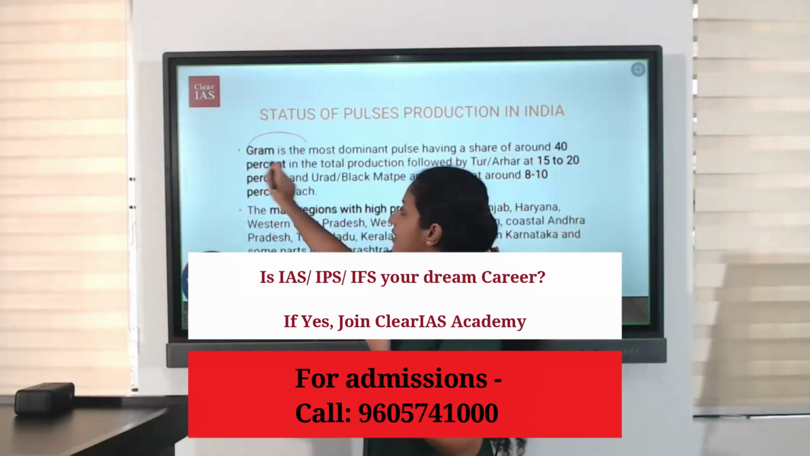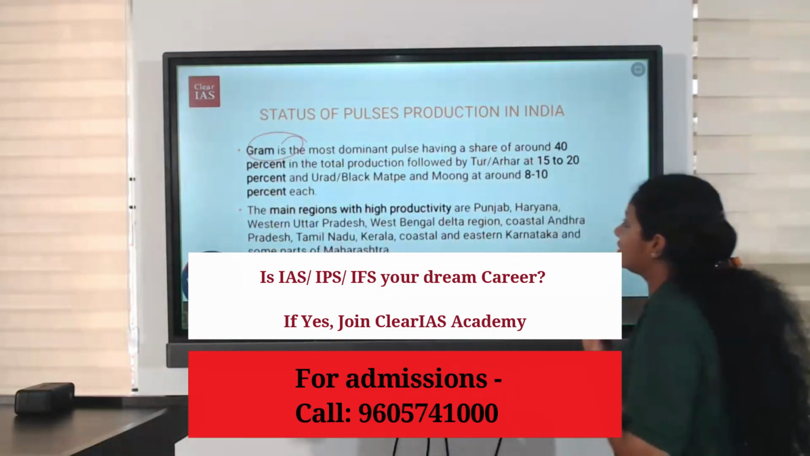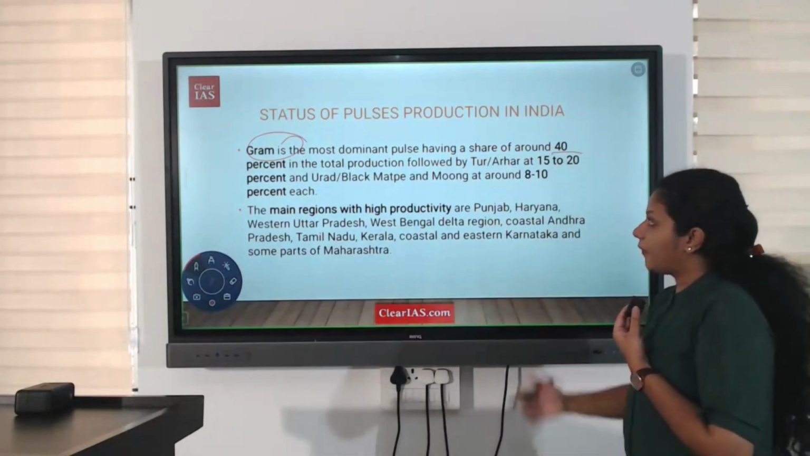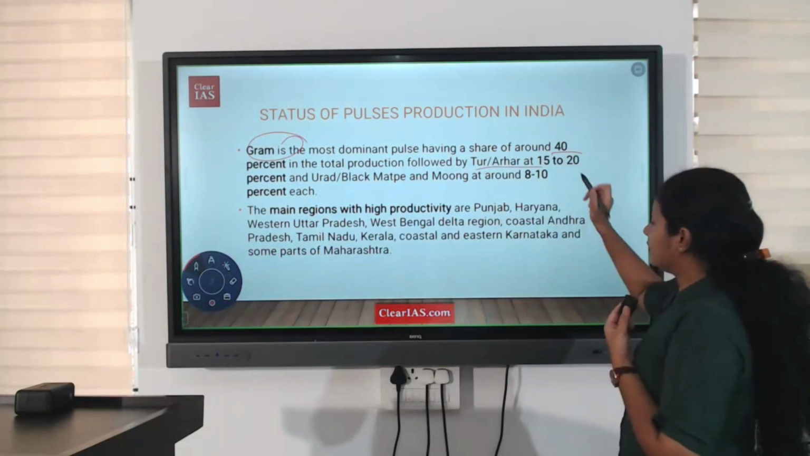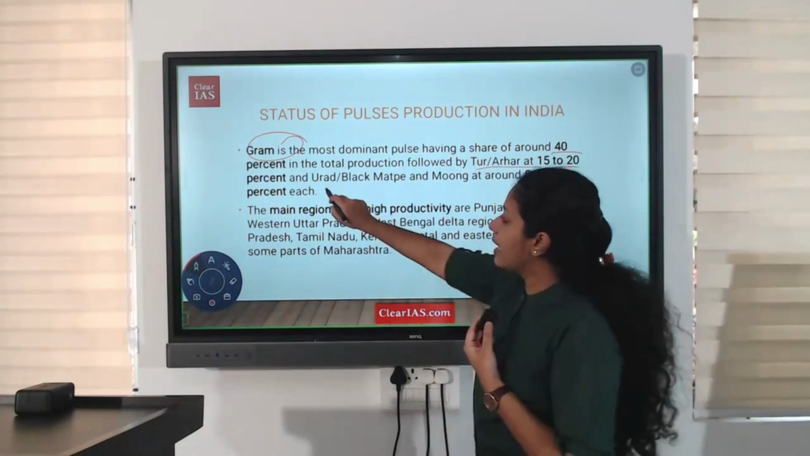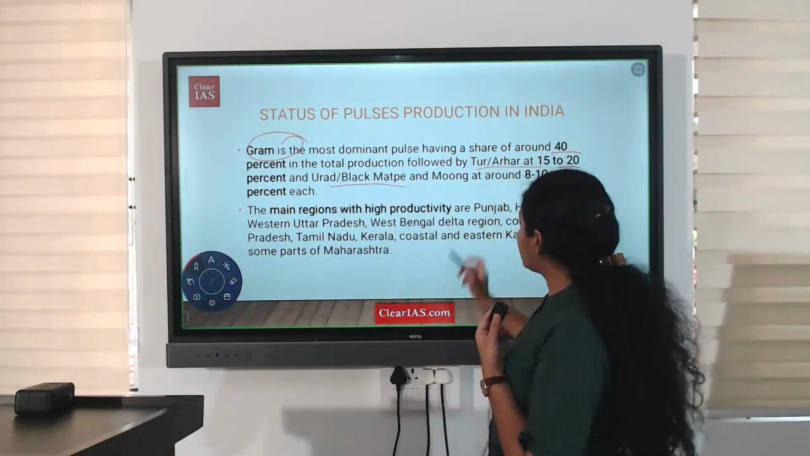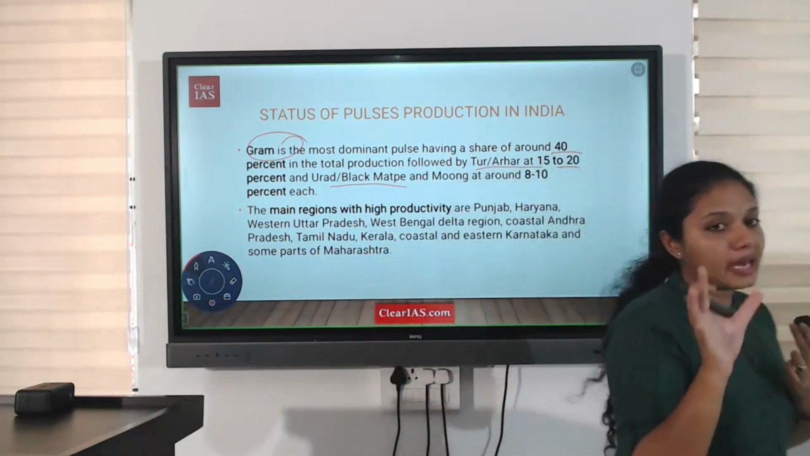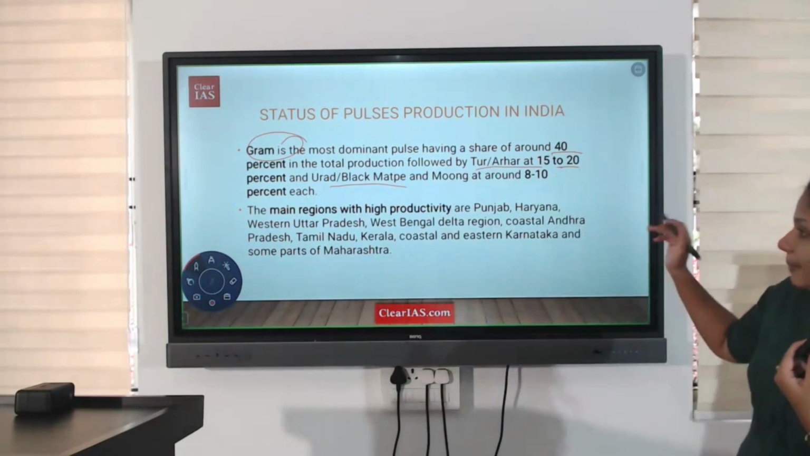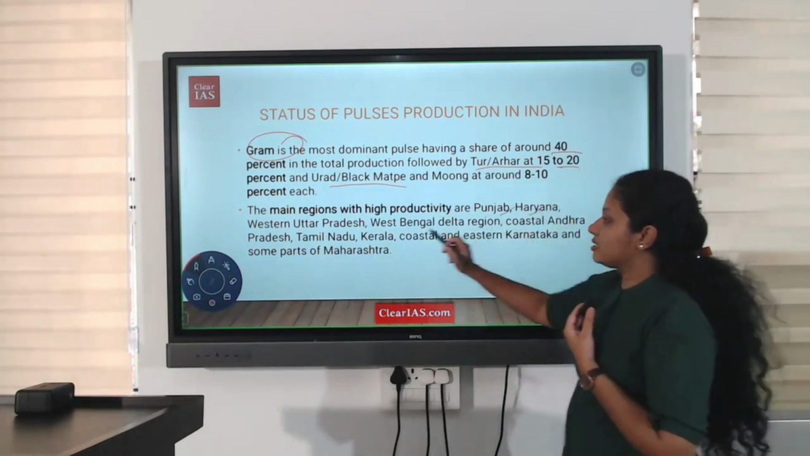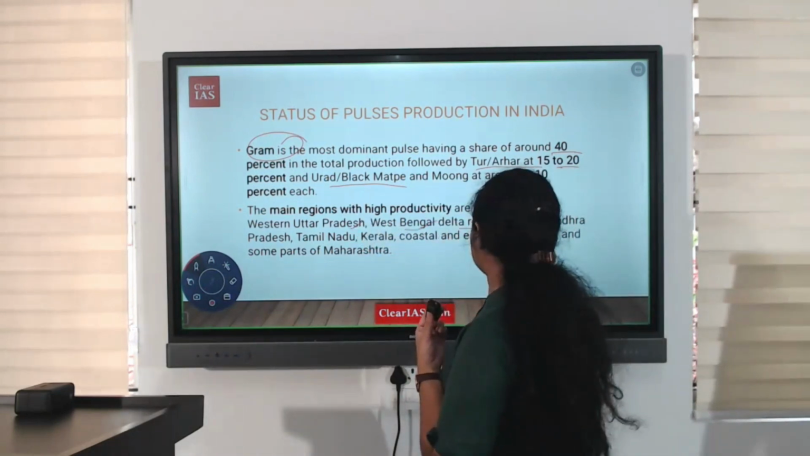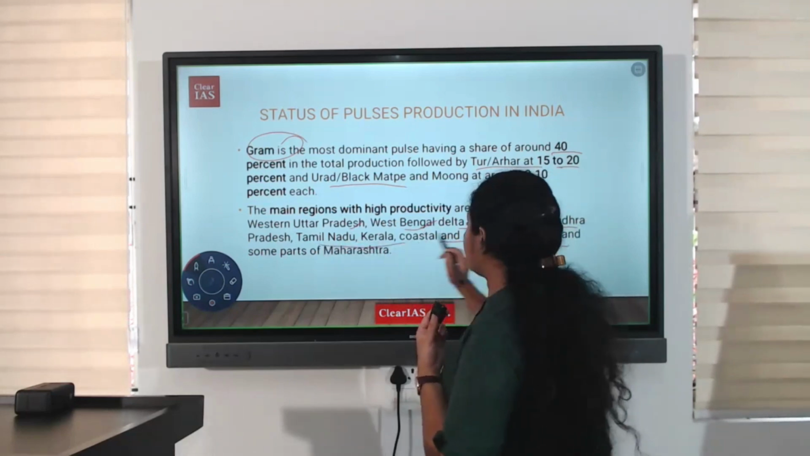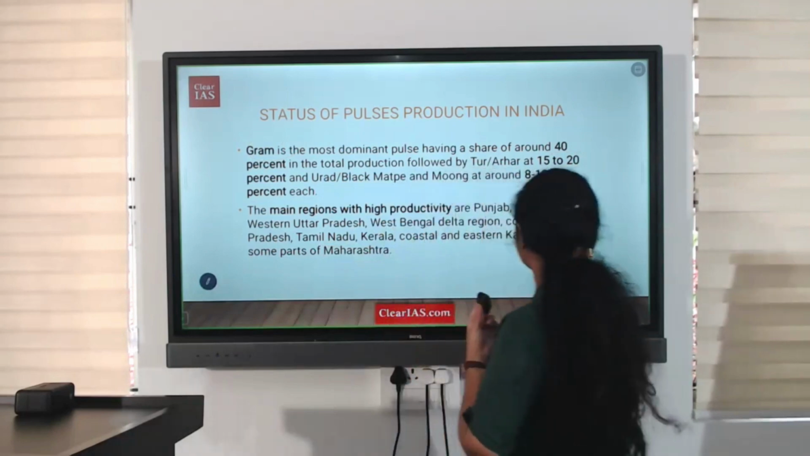In the pulses itself, gram is the most dominant pulse, having a share of around 40% of the total production, followed by tur or arhar, which is 15 to 20%. Urad, the black gram, and moong are around 8 to 10%. Now, the major regions of production are Punjab, Haryana, Western UP, West Bengal Delta region, coastal Andhra Pradesh, Tamil Nadu, Kerala, coastal eastern Karnataka and some part of Maharashtra.